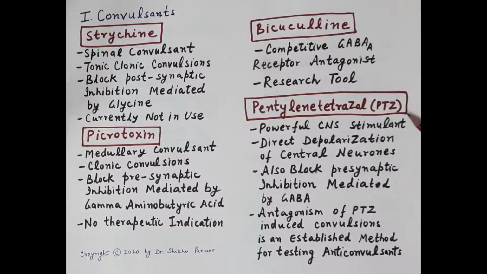Another convulsant which is commonly used in pharmacology laboratories for inducing convulsions is pentylene tetrazole. It is a powerful CNS stimulant. It produces direct depolarization of central neurons. It blocks presynaptic inhibition mediated by GABA. As I have already told you, it is used in laboratories for inducing convulsions, and antagonism of pentylene tetrazole-induced convulsions is a well-known, established method for testing anticonvulsants.